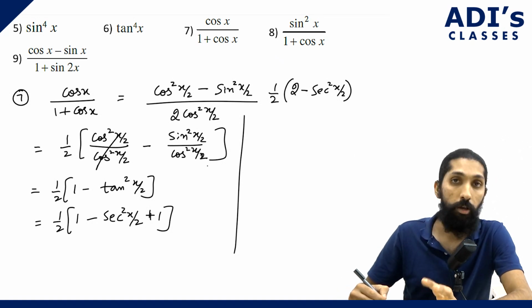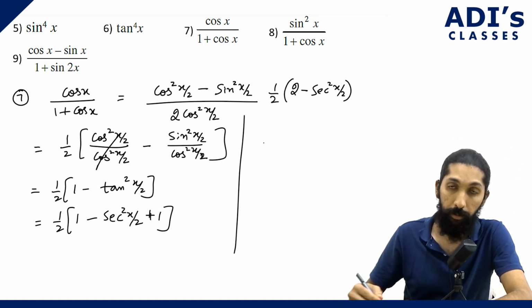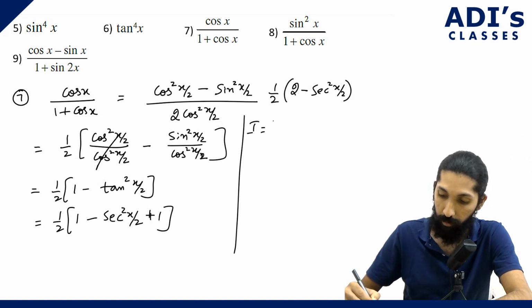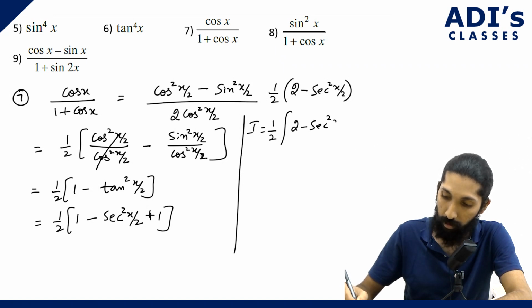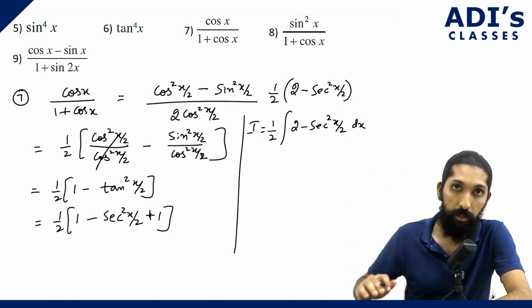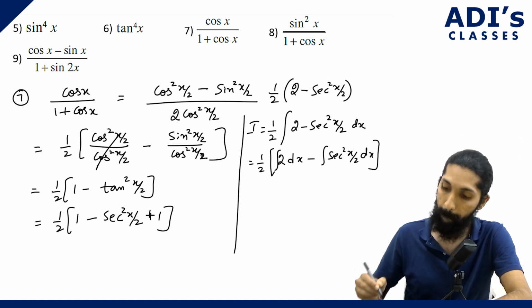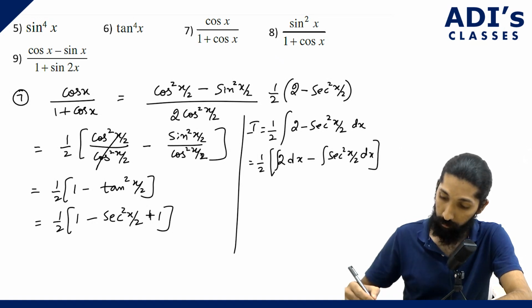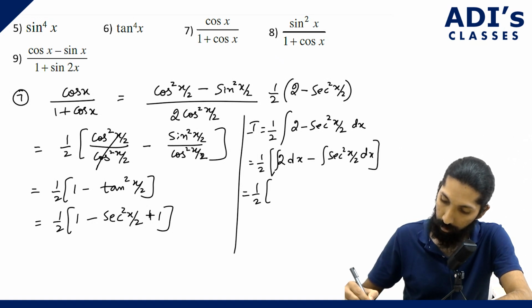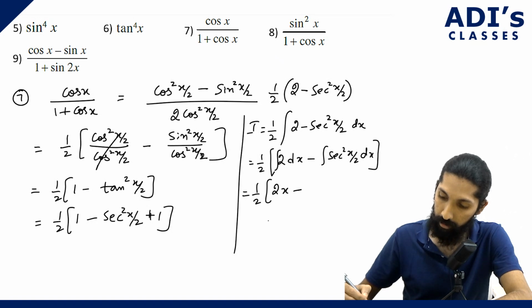Now we can integrate. Okay, so we get I is equal to half integration of 2 minus secant square x by 2 dx. Split the integral, you'll get half of 2 dx minus secant square x by 2 dx. Correct? So this is going to be half 2x minus, see, secant square x by 2.